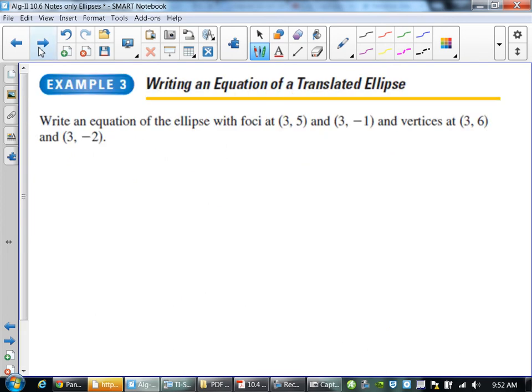All right, so let's jump from that to write the equation of the translated ellipse. Ellipse. It's not a Mitsubishi. Where'd that voice come from?